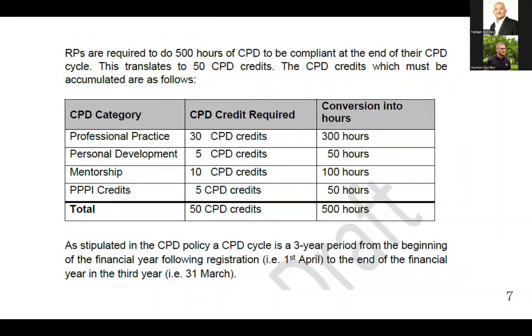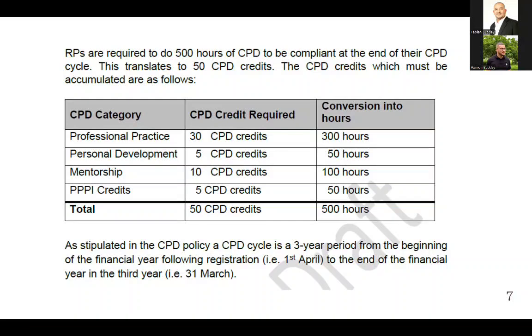So this is a breakdown of how the CPD credits and points are allocated, or how can I say, translated in terms of the CPD requirements for the 4 categories. So what they say is registered persons are required to do 500 hours of CPD to be compliant at the end of their CPD cycle. This translates to 50 CPD credits. So 500 CPD hours translates to 50 CPD credits.